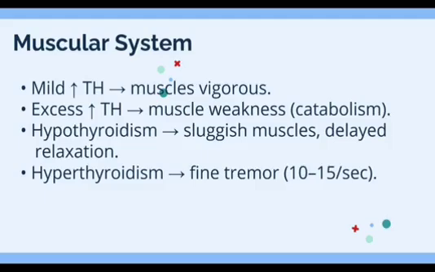In the muscular system, when there is a mild increase in thyroid hormones, muscles may become vigorous. With an excess increase in thyroid hormone, muscle weakness can happen due to catabolism. In hypothyroidism, there are sluggish muscles and delayed relaxation. In hyperthyroidism, there can be fine tremors.